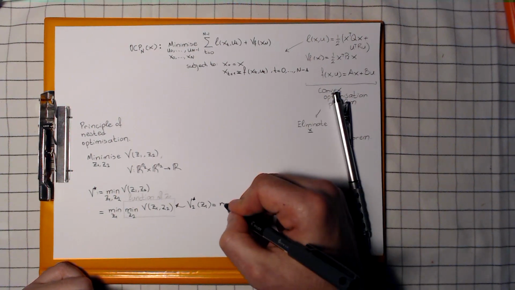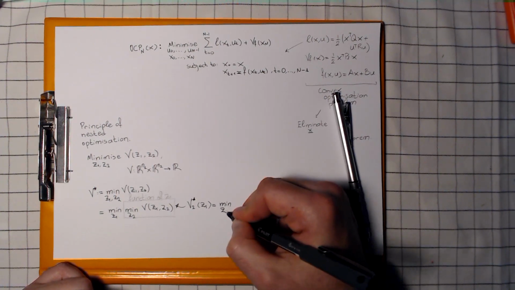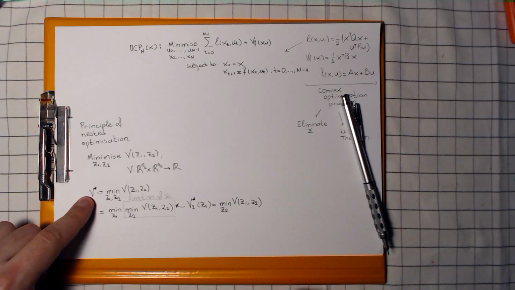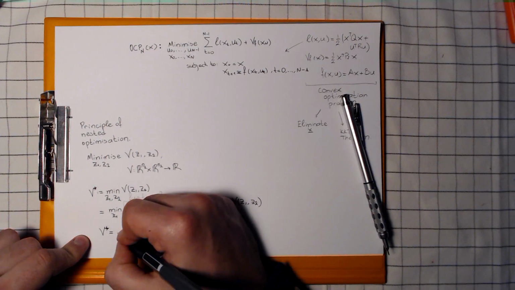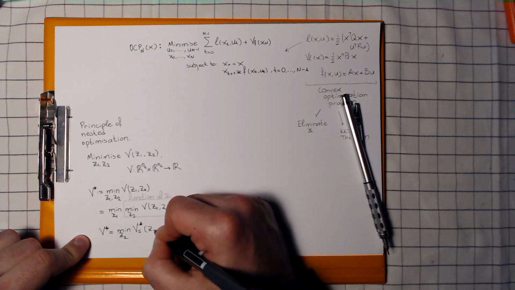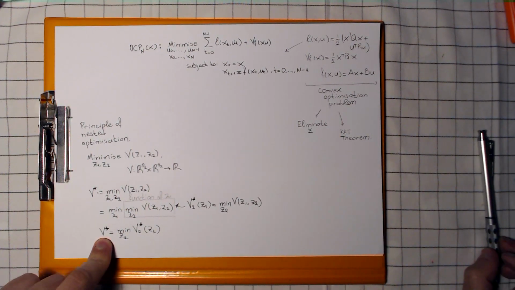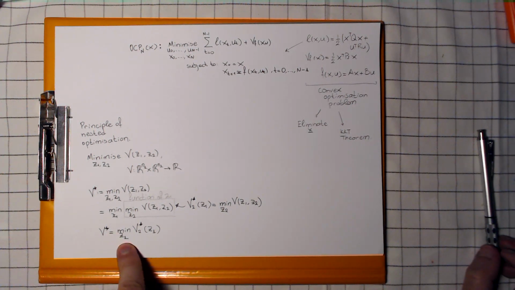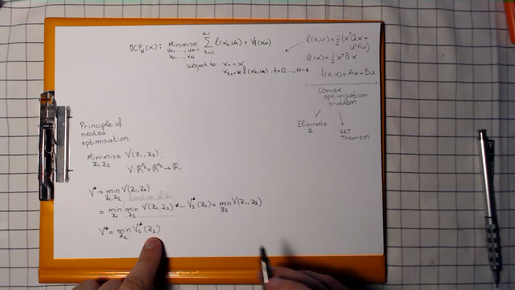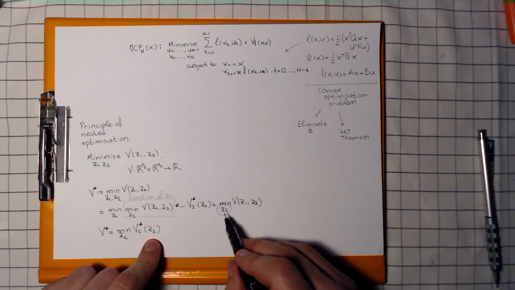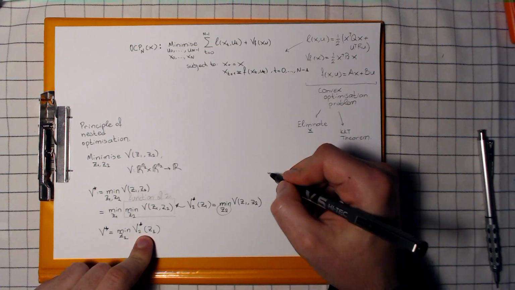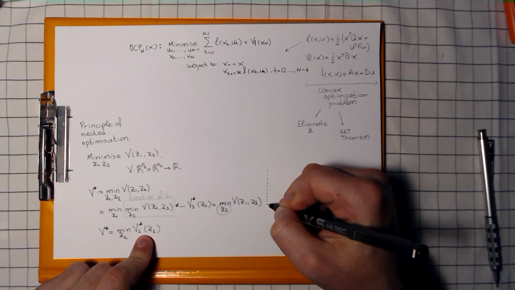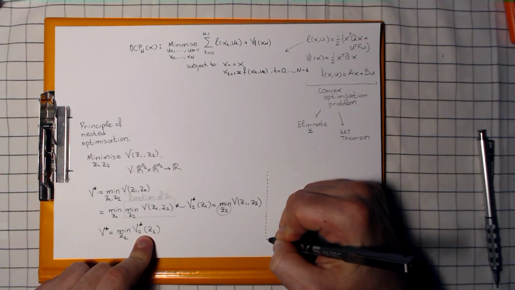So what is that exactly? It is the minimum with respect to z2. So v star, in other words, can be written like this. So v star now is given by the minimization over only one of the two variables, where we have taken the minimization with respect to z2 within the definition of v2 star. So this is one thing that the principle of nested optimization allows us to do.